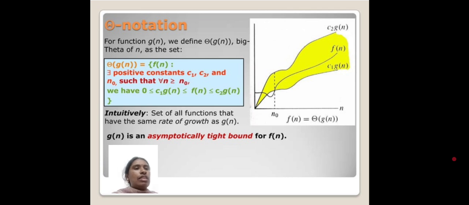See, the function f of n lies in between c1 of g of n and c2 of g of n. So theta notation always lies between the bounds, as an average bound. g of n is an asymptotically tight bound for f of n.